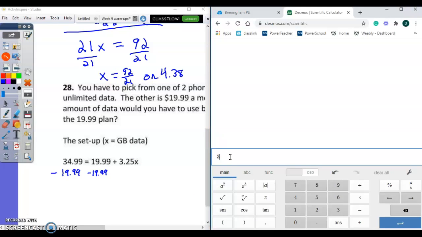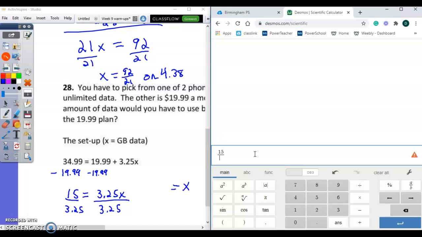So 34.99 minus 19.99 gives me 15 equals 3.25x. What do we do to get x by itself? We divide by 3.25. So our final answer, x equals 15 divided by 3.25. It gives us 4.61 or 60 over 13.